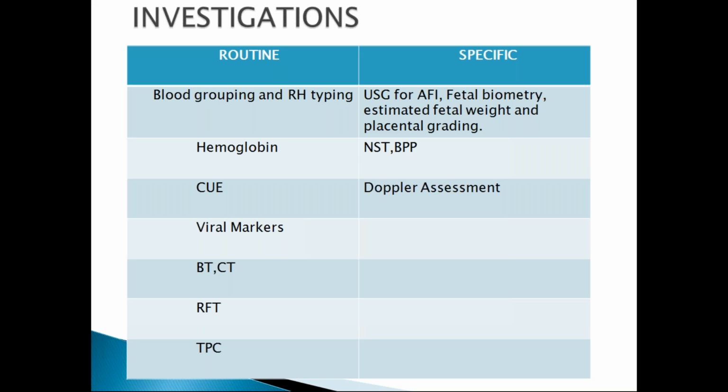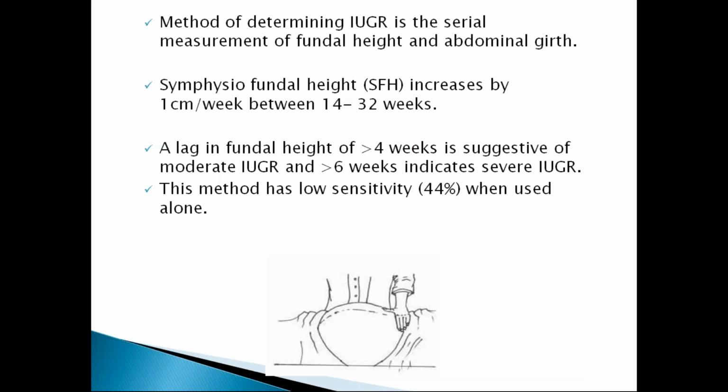Though we do ultrasound on a routine basis, here we do specific ultrasound like growth parameters, amniotic fluid index, and biophysical profile. So detailed investigation will be done. Again, specific investigations apart from hemoglobin include TORCH infection, if a previous baby was affected by toxoplasma or cytomegalovirus. For fetal monitoring, other specific tests are NST, biophysical profile, and Doppler assessment, so we can know the condition of the fetus.